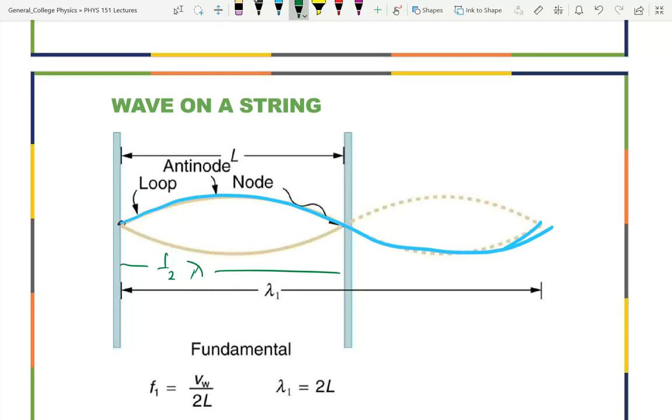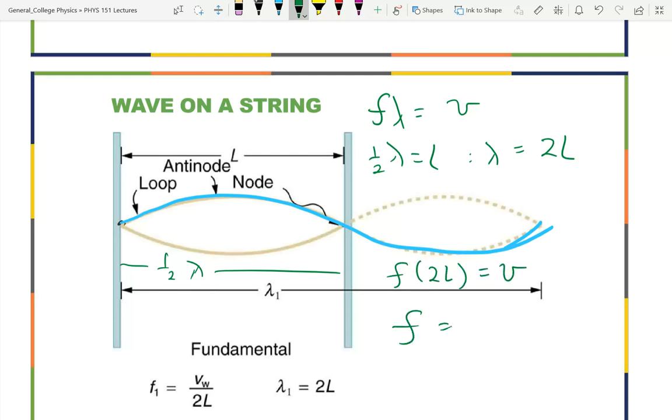Now remember, we have the relationship that frequency times wavelength is equal to the wave speed. And so in this case, 1/2 wavelength is equal to the length of the string, then that means the wavelength is equal to 2 times the length. And so frequency times 2 times the length is equal to the wave speed, or frequency is equal to the wave speed over 2L. And we call that our fundamental frequency, f sub 0.